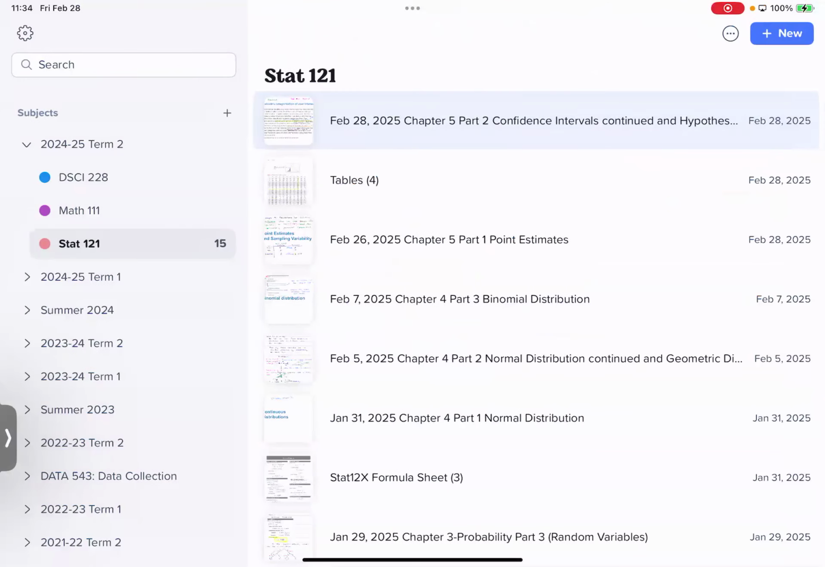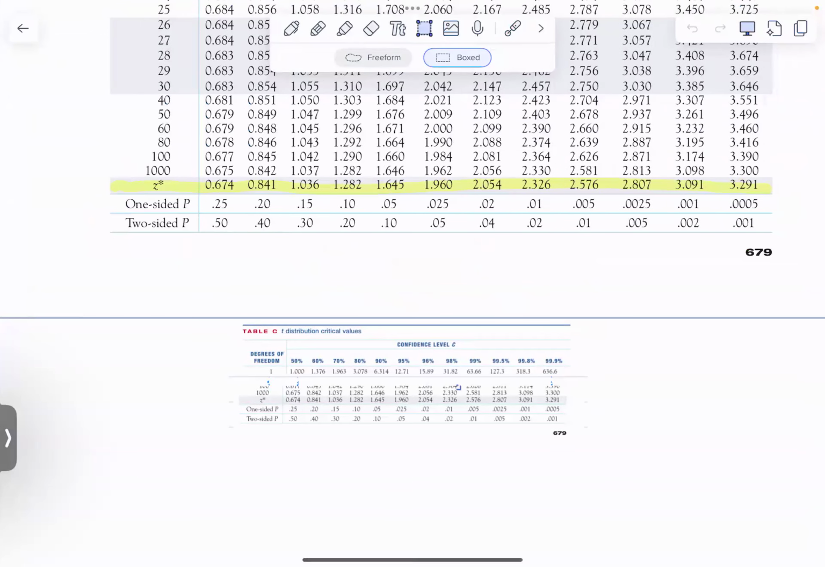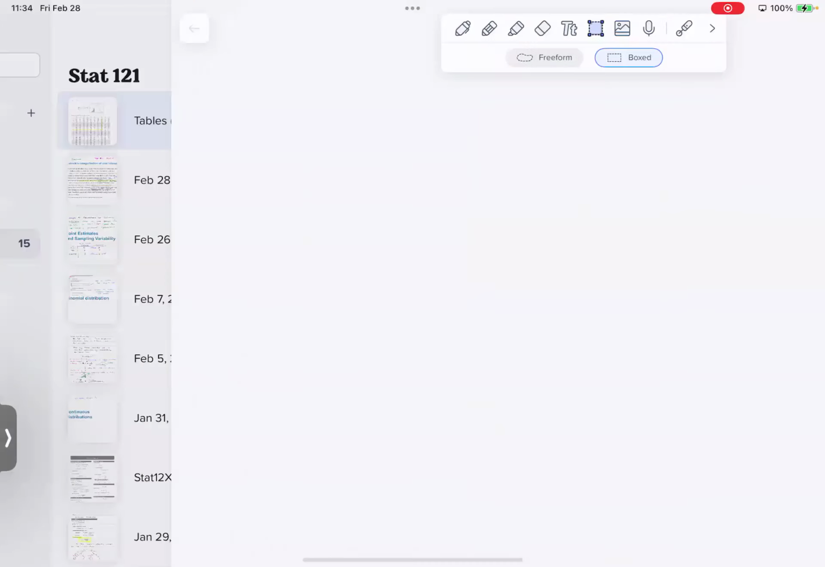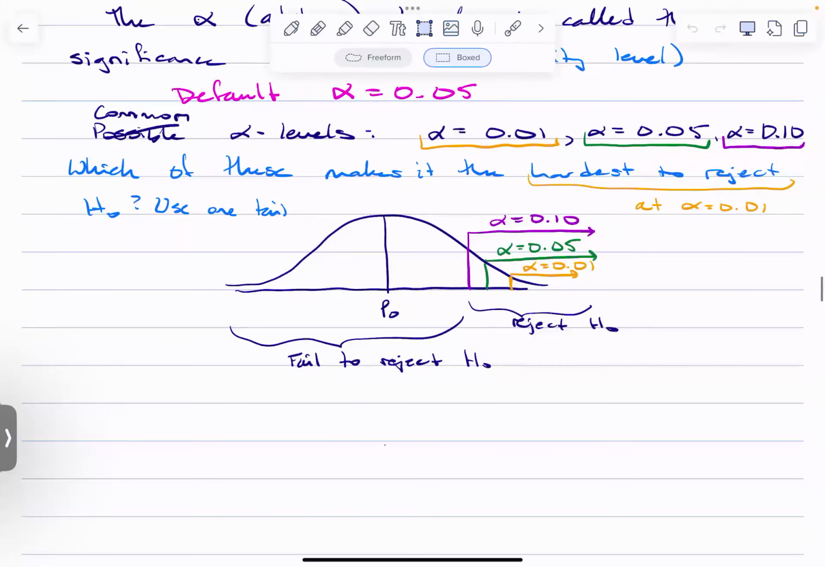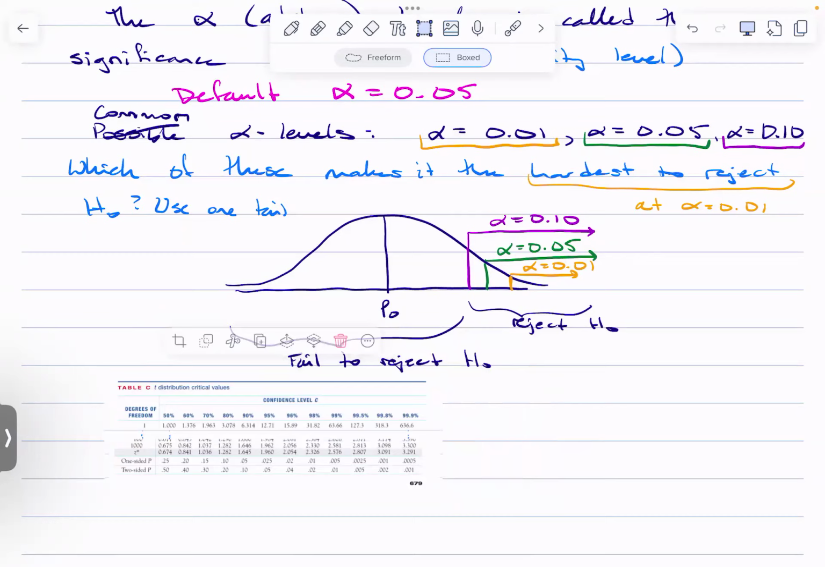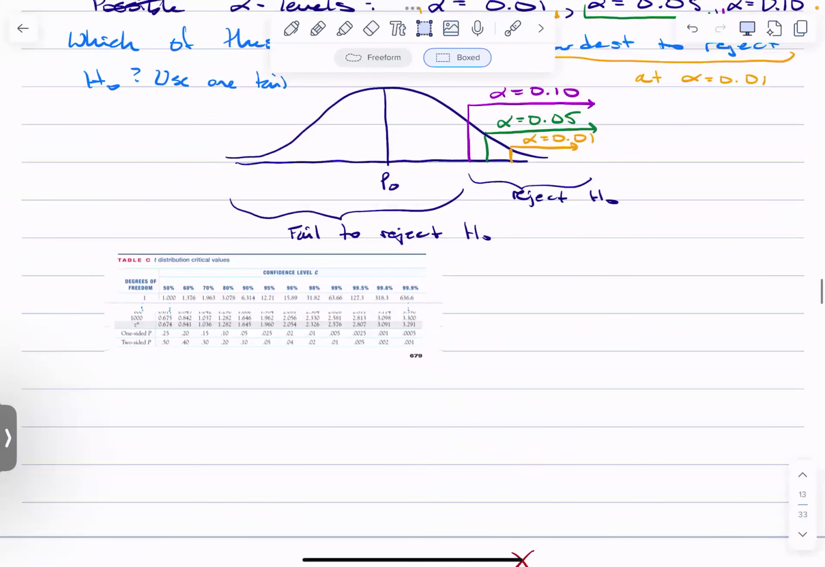Or kind of even better, what if we just use our table?